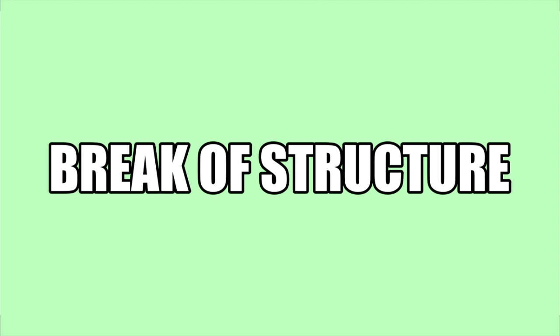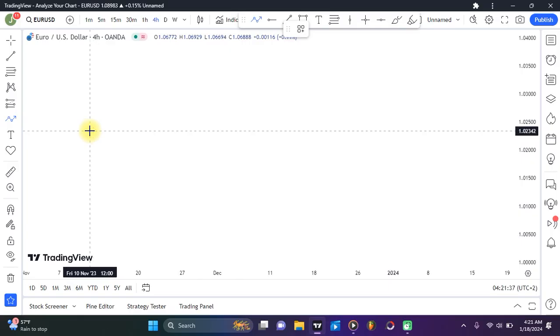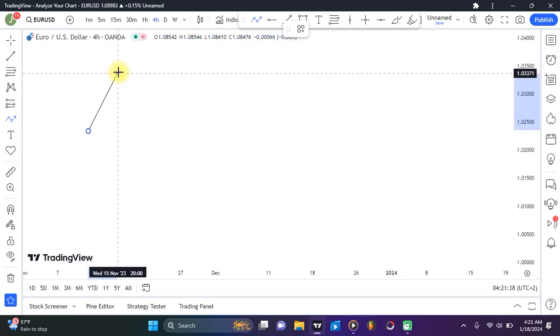For you to fully understand this video, I'm going to be dividing it into two sections. In the first section, we're going to look at textbook examples of break of structure on both an upward trend and a downward trend. Then later, we're going to look at real chart examples of both. Now let's look at some textbook examples. I'm going to start with a simple downward trend, so I'm going to go ahead and draw one. This is what we expect when we talk about a downward trend.